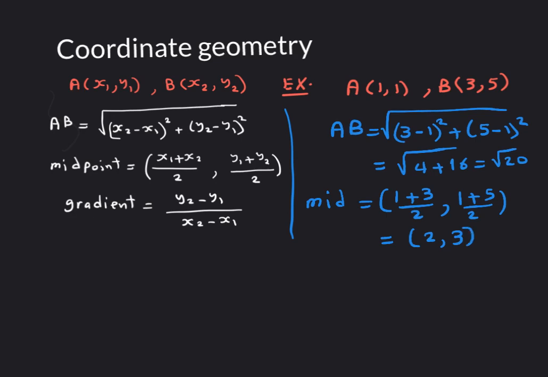We can find the gradient of the line passing through them. The gradient is y2 minus y1 over x2 minus x1. We can start from any point, but we must keep the same order for y and x. So if we start from B, 5 minus 1 over 3 minus 1. 5 minus 1 is 4, 4 over 2 is 2. So the gradient of the line passing through them is 2.